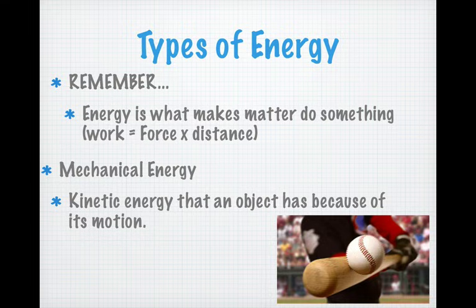So the mechanical energy of the bat swinging is transferred to that ball, and it changes the way that ball moves. Okay, so it exerts a force on the ball, and it transfers the energy from the bat to the ball and makes that ball move a certain distance.